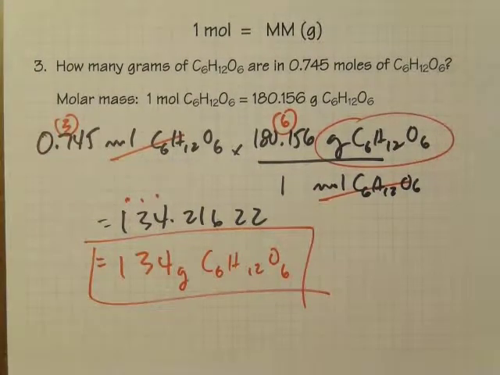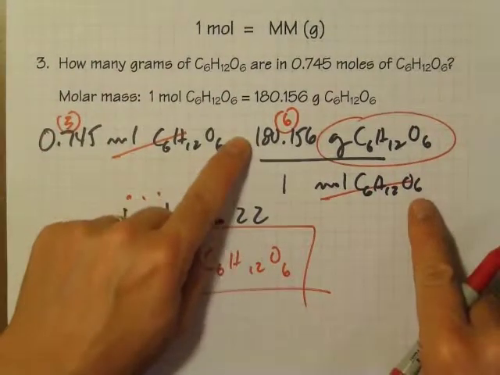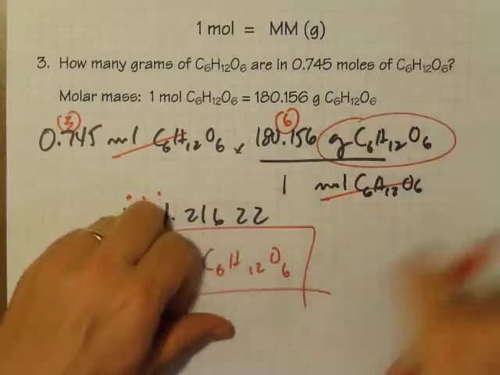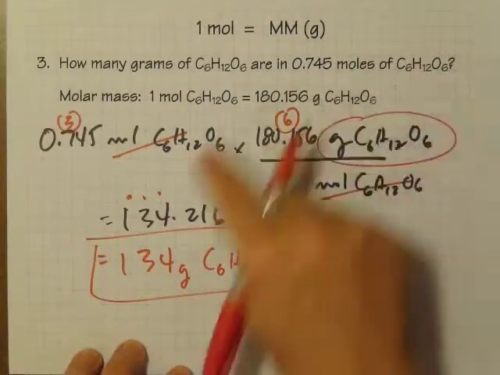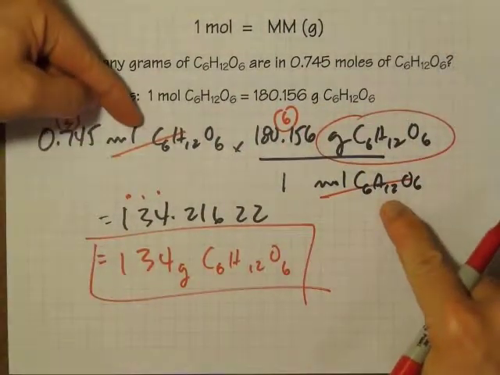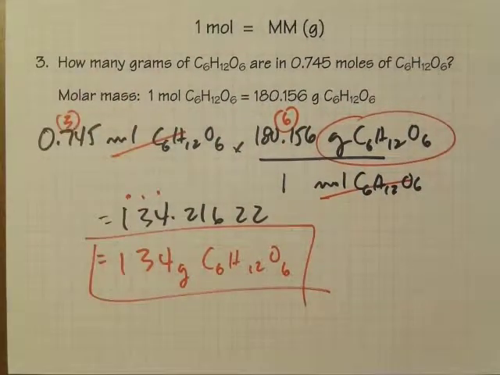This time we were given moles and trying to find grams. That's why we set up this conversion factor the other way around. Any 2 quantities that are equal to each other can be made into a conversion factor that can cancel out the unit that you're given and turn it into the unit that you want in your answer.